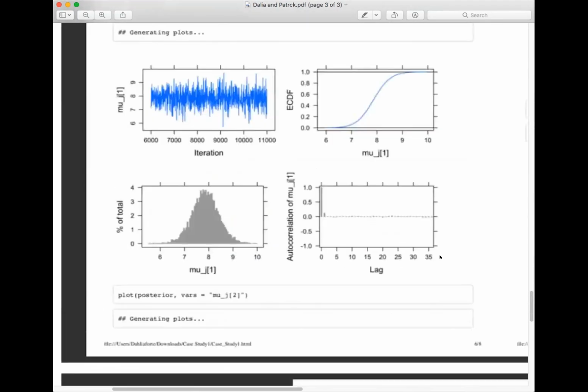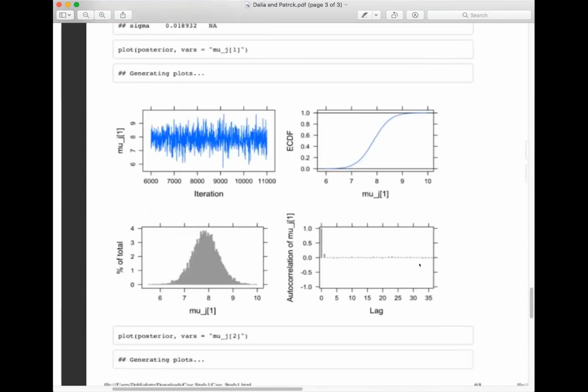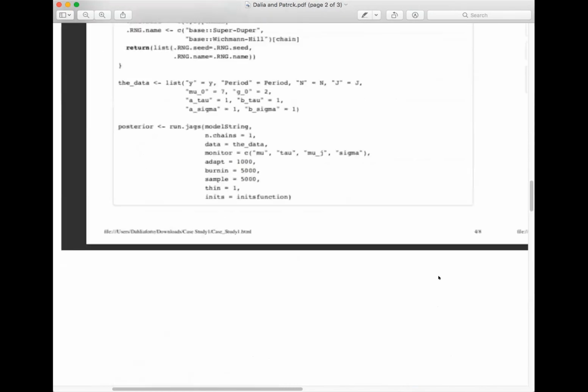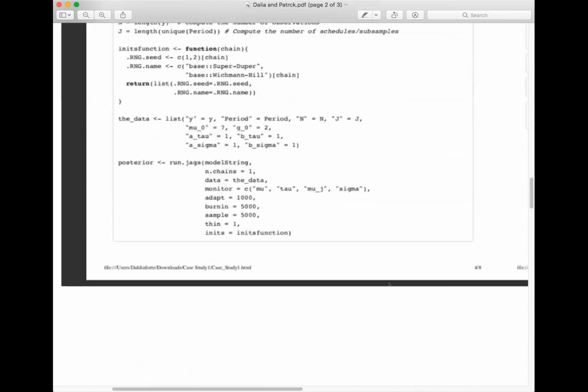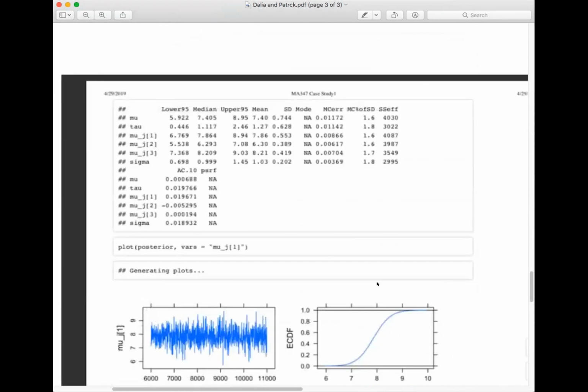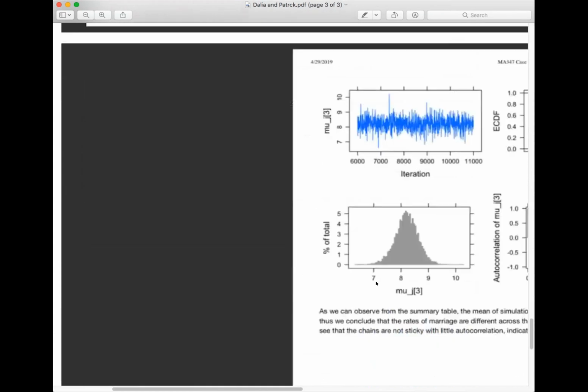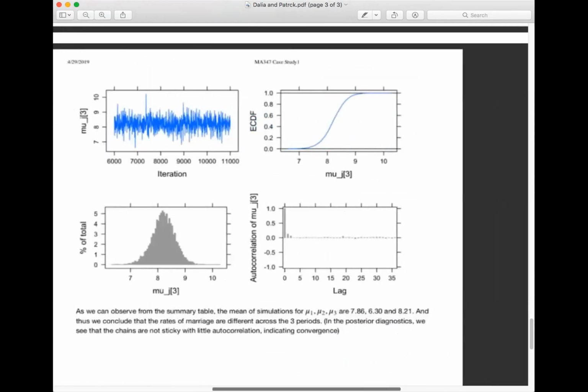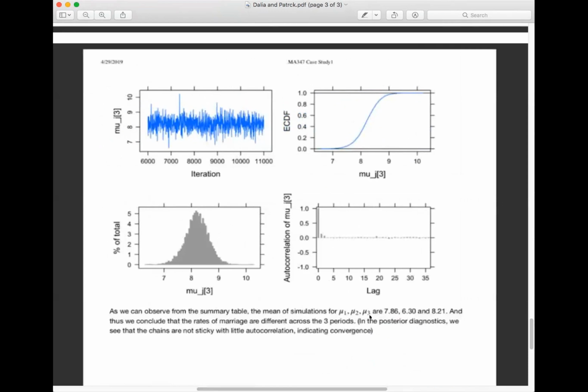So if we get to the conclusion, these are the MCMC diagnostics, right? And the thinning, I think you guys did one. Our chain was not sticky, so we didn't need to thin it much at all. And all the autocorrelations were pretty low. Okay. And then in the end, you looked at the average of the posterior. Yeah, and they were very different. So we concluded that they were different. It was lower during World War II, and it was highest after. Right, comparing the 3 periods.